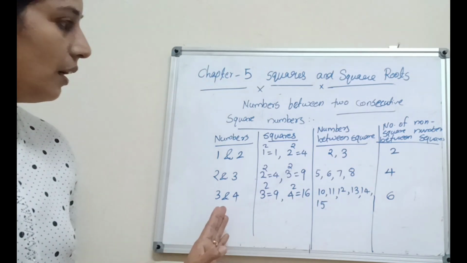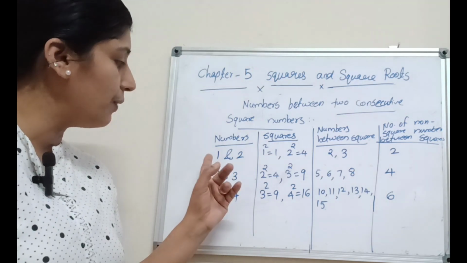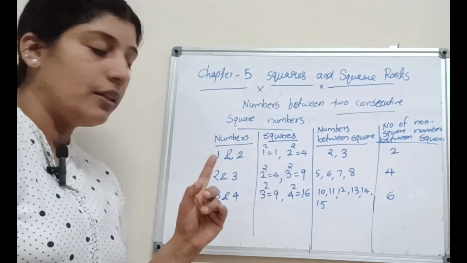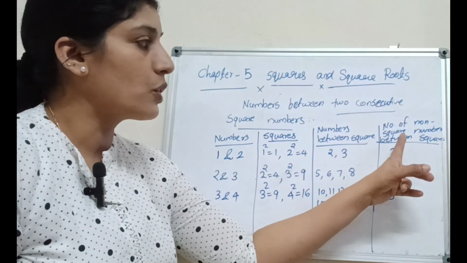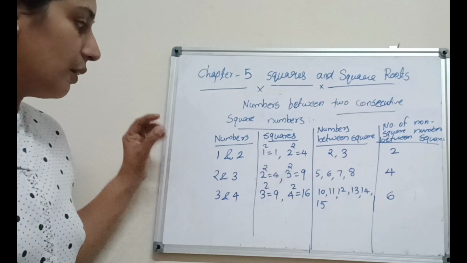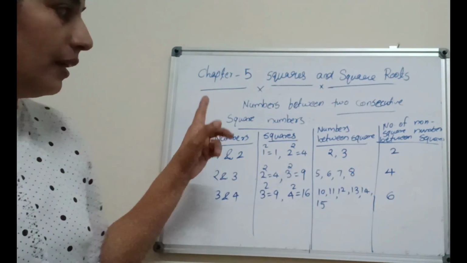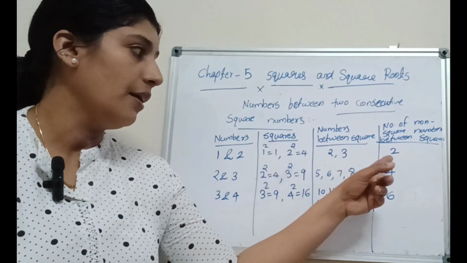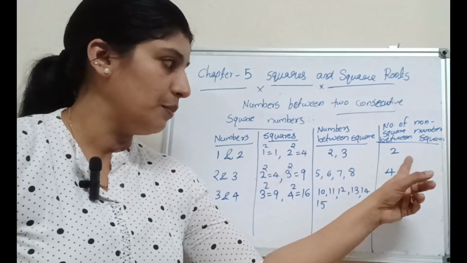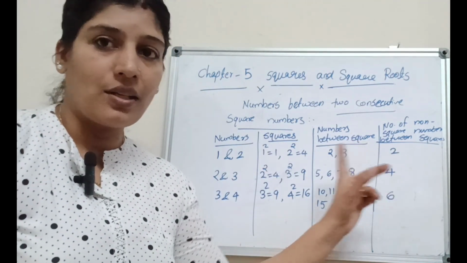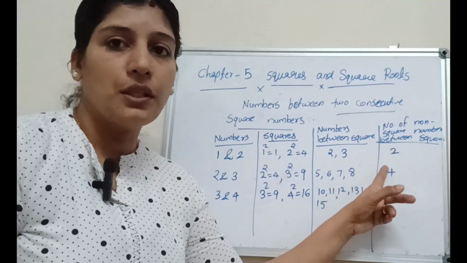Next, we can check this table. Do you have any idea? First, we consider the consecutive numbers 1 and 2. Here, the smallest number is 1. By comparing this number and the number of non-square numbers between the squares, when the consecutive numbers start with 1 and 2, the non-square numbers between the squares are multiplied by 2, that is 1 into 2, or 2 into 1. The smallest consecutive number multiplied by 2 is the number of non-square numbers between the squares.